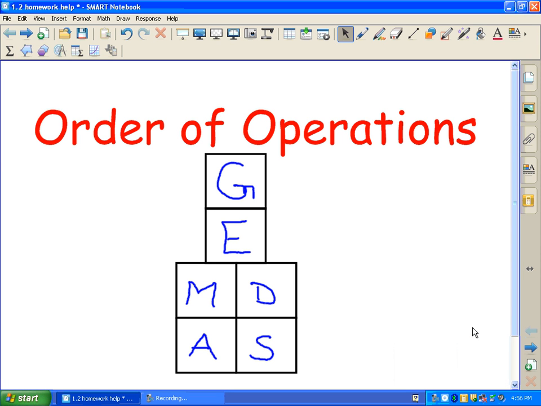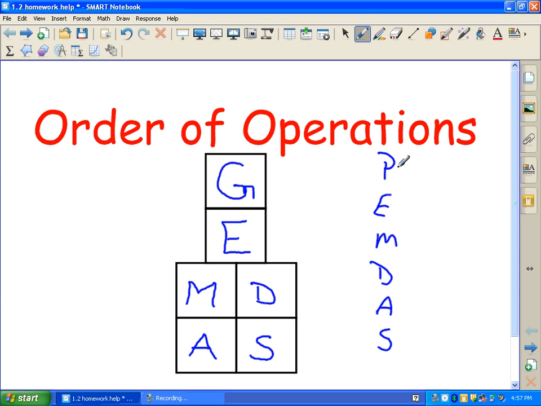Today's lesson is on the order of operations. Now, I know most people have learned the order of operations by learning some way to remember this order. Most commonly, people are taught, please excuse my dear Aunt Sally. And there are a couple of things that I don't like about please excuse my dear Aunt Sally.